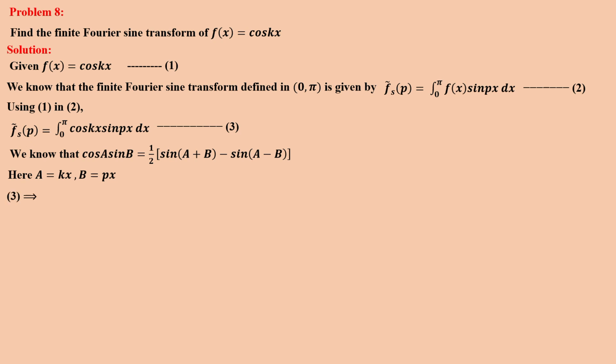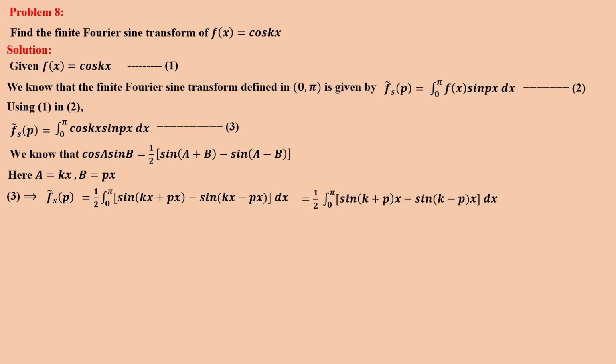So 3 implies fs bar of p is equal to 1 by 2 integral 0 to pi [sin(a plus b), that is kx plus px, minus sin(a minus b), that is kx minus px] dx, which is equal to 1 by 2 integral 0 to pi [sin(k plus p)x minus sin(k minus p)x] dx. Separating into two integrals, 1 by 2 integral 0 to pi sin(k plus p)x dx minus 1 by 2 integral 0 to pi sin(k minus p)x dx.